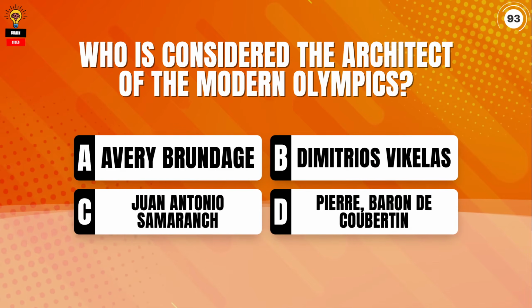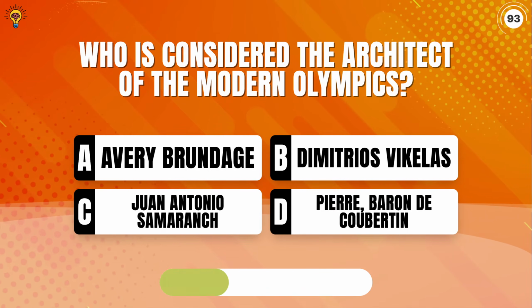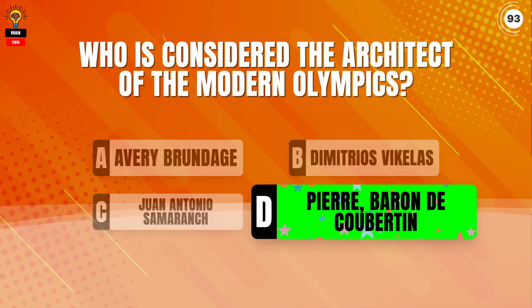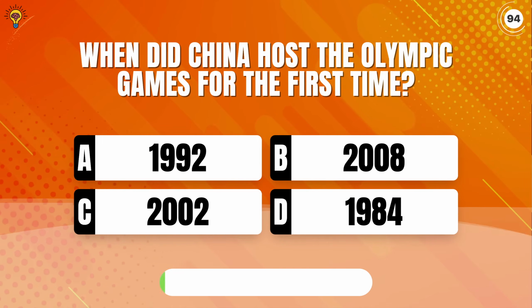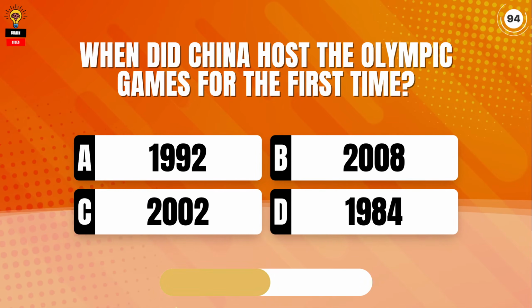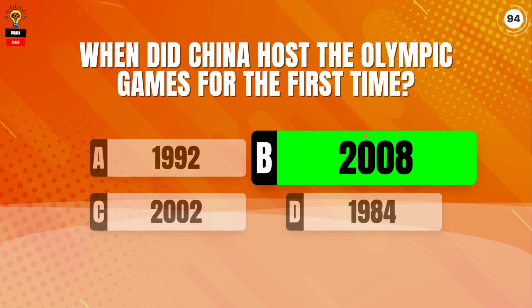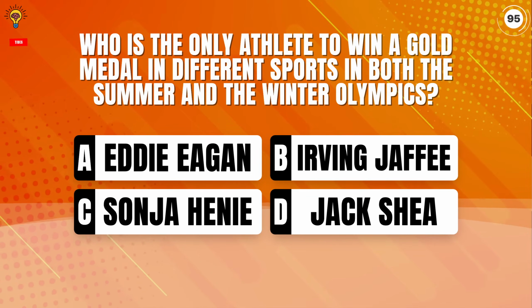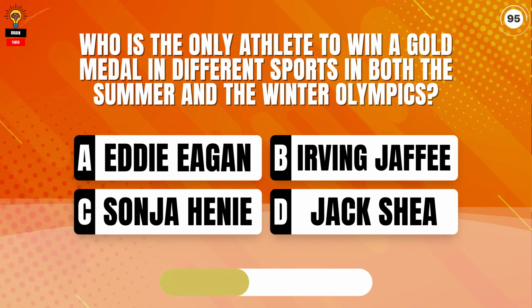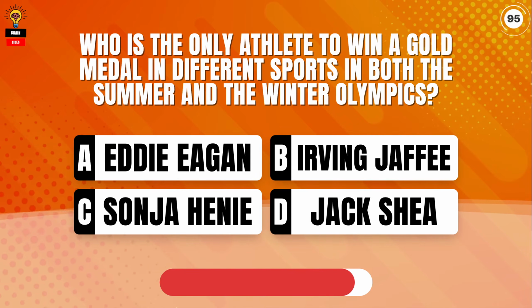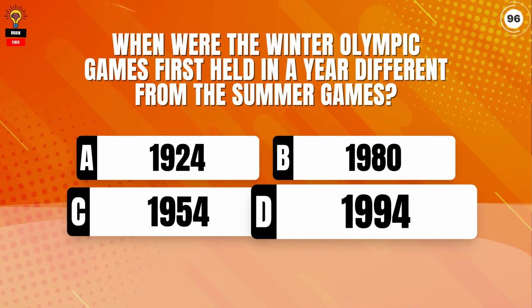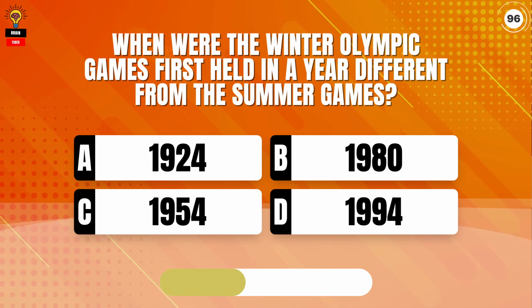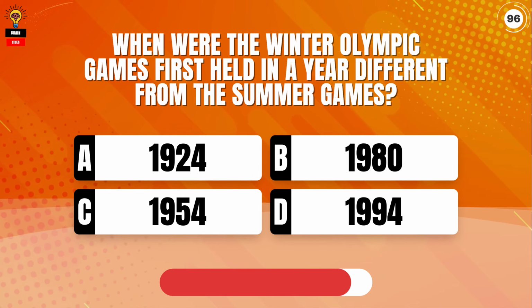Who is considered the architect of the modern Olympics? Pierre, Baron de Coubertin. When did China host the Olympic Games for the first time? 2008. Who is the only athlete to win a gold medal in different sports in both the Summer and the Winter Olympics? Eddie Eagan. When were the Winter Olympic Games first held in a year different from the Summer Games? 1994.